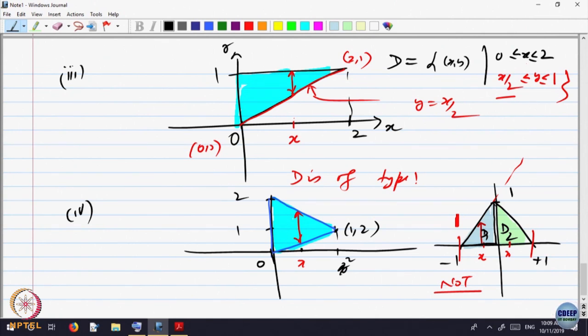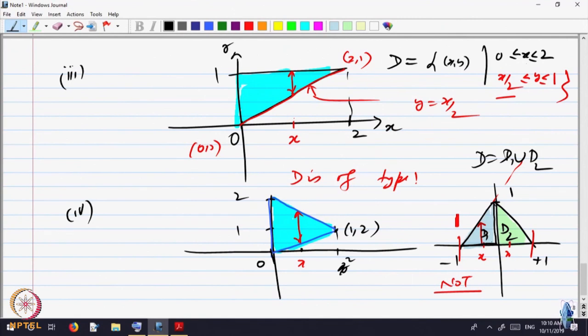Because the y axis is the line which is changing the nature of the value of y, right? So then I can write D as D1 union D2, right? They are non-overlapping and each is of type 1, because on D1 it goes from here up to here, and for D2 the limit is this line. The equations can be written down. Is it clear to everybody? The domain is not of type 1, but I can cut it up into two parts such that their union is the whole domain and each is of type 1. So that will be useful when we want to compute things, right.